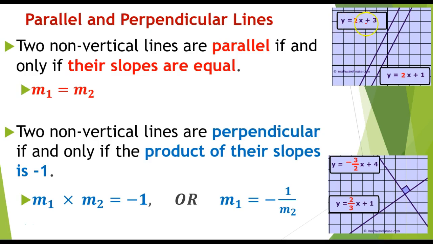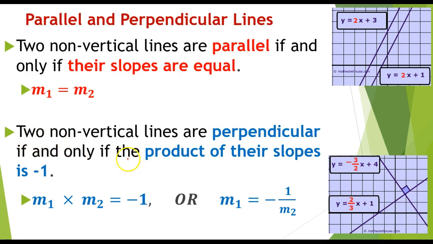Look at this equation. It's in slope-intercept form. 3 is the y-intercept and 2 is the slope because it's the coefficient of x. And this is another equation with the slope of 2 and a different y-intercept. So if you graph those two lines, they will be parallel because both of them have the same slope. So these two lines will never intersect. If you solve this system of equations, it will be undefined because there's no solution.